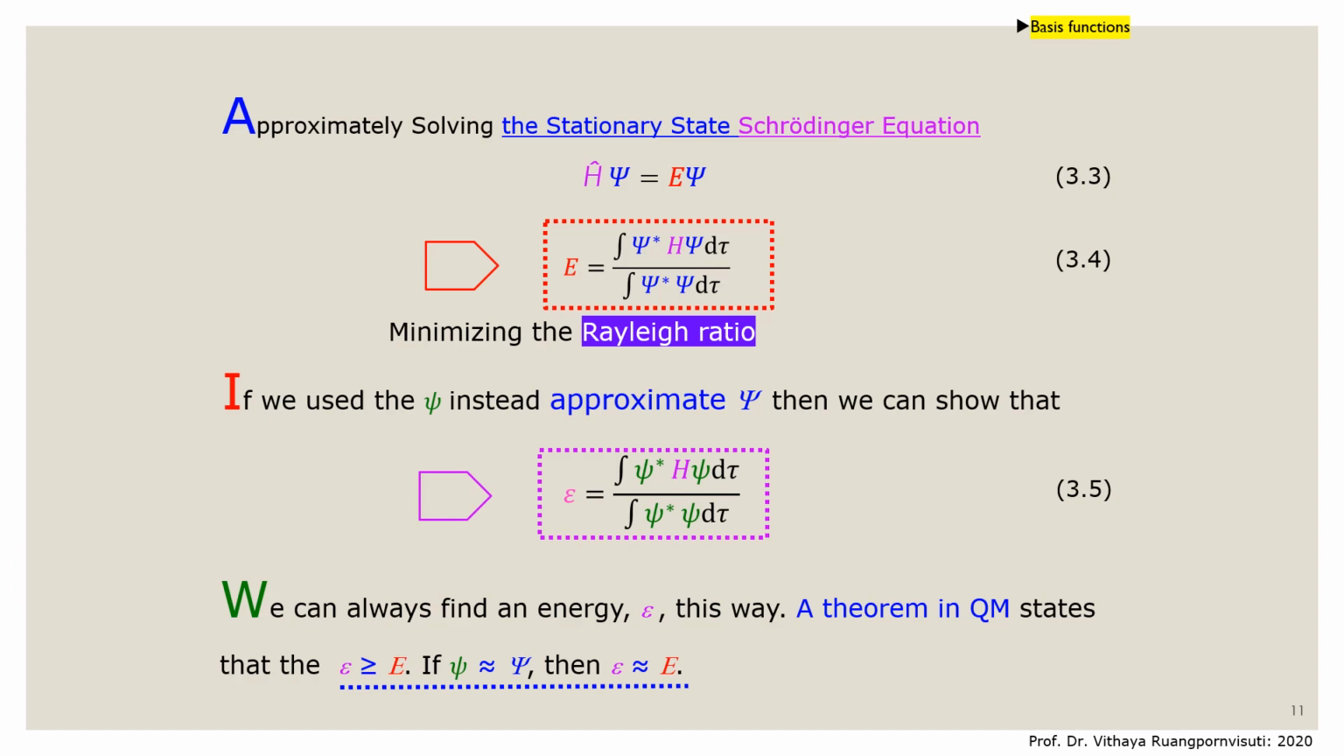We can always find an energy small e this way. A theorem in quantum mechanics states that small e is greater than or equal to the capital E, and if the wave function small psi is approximately equal to the capital psi, then we can get the small energy e approximately equal to the exact energy.